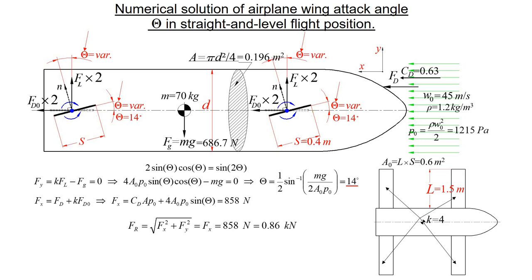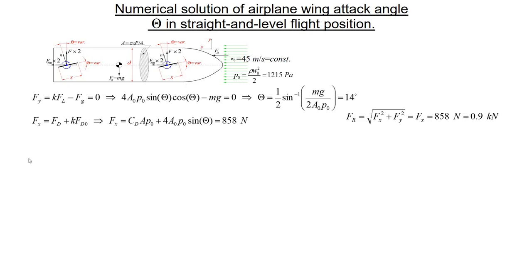Vector addition of forces in straight and level flight position. Only x-axis forces matter. This fact will be important later. Dividing the equation Fx term accordingly by area A and A0, the result is the total pressure loss delta P due to airplane motion in a straightforward direction, in the x-axis direction.